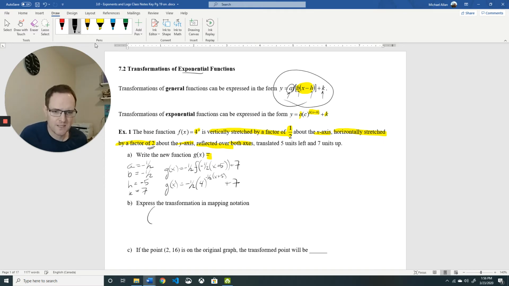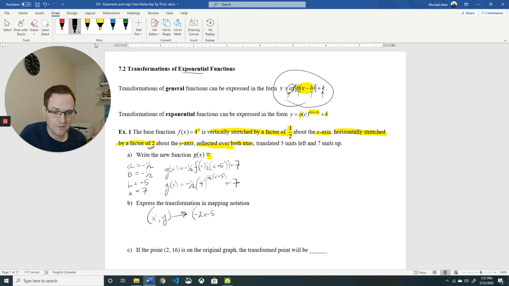It says here, express the mapping notation. So if I start off as x and y, what does that become? What we know about what's happening to the x's is we're doing a factor of 2 and a reflection. So I'm going to times all my x's by 2, and then I moved it left 5 units, so that's a minus 5 in there.